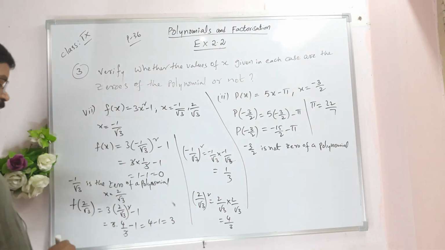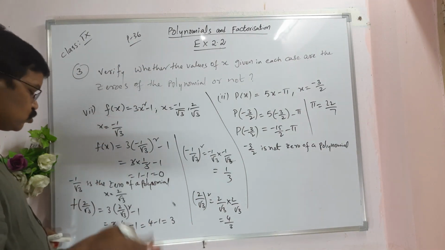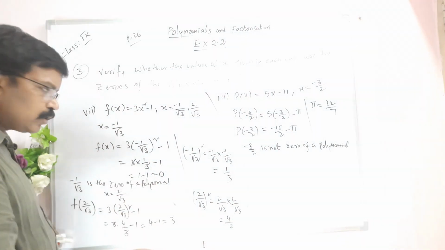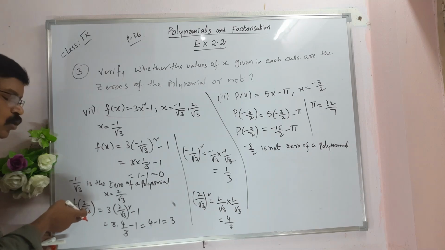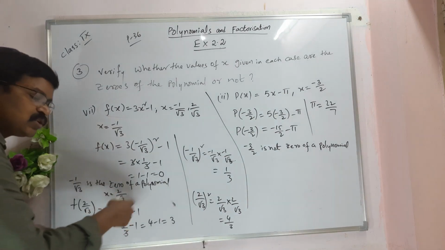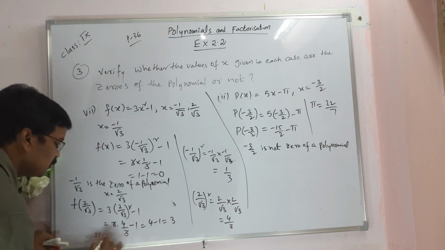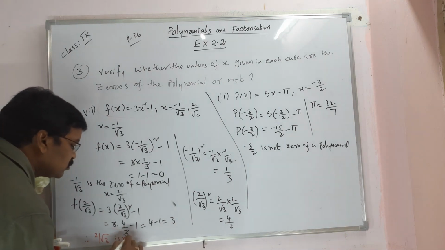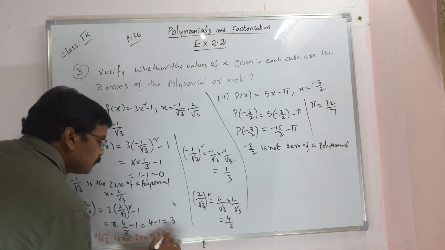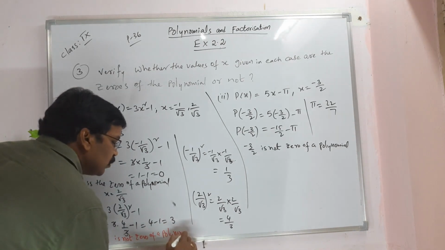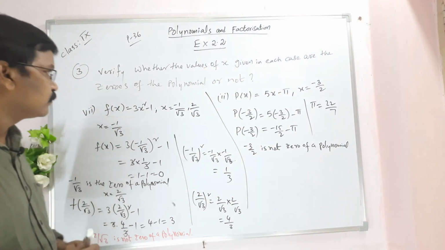So you tell me, students, is 2 by root 3 a zero of the polynomial? No. Why? The value of the polynomial at x equal to 2 by root 3 is not equal to 0. Therefore, 2 by root 3 is not a zero of the polynomial.